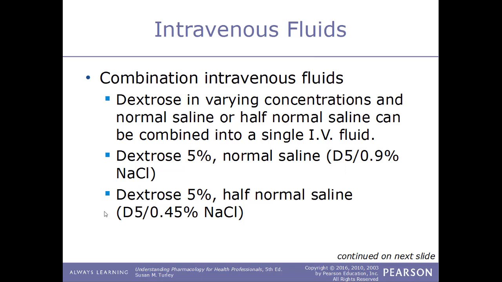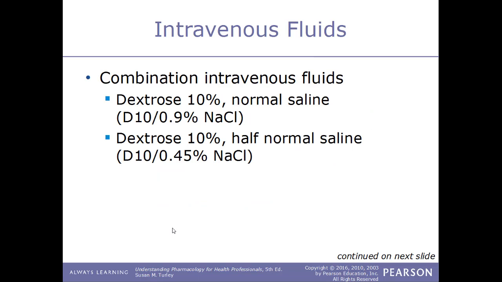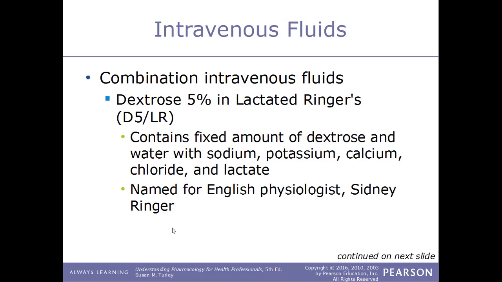We're going to have dextrose 5% and half normal saline, which would be indicated by D5 for dextrose 5% and 0.45% sodium chloride, half the normal concentration. And it continues on throughout the various concentrations of dextrose. Dextrose 10% normal saline would be D10 and 0.9% sodium chloride. Dextrose 10% at half normal saline, D10 and 0.45% sodium chloride. Another combination IV fluid that you could find is dextrose at 5% in lactated Ringer's.